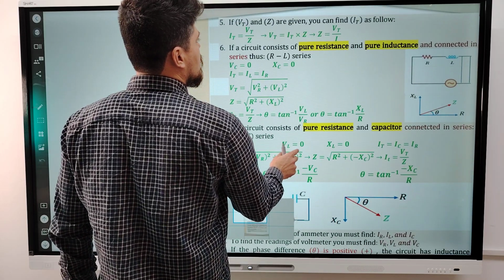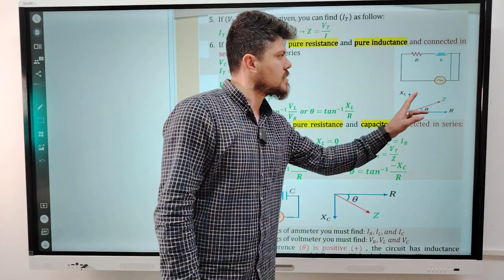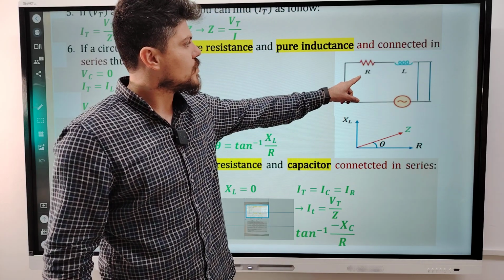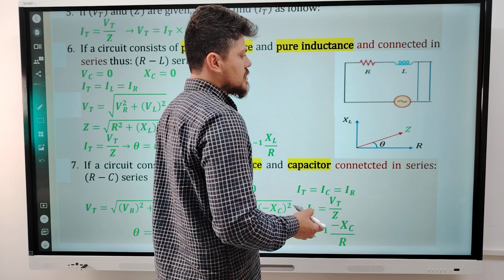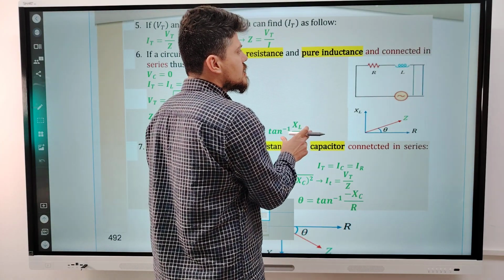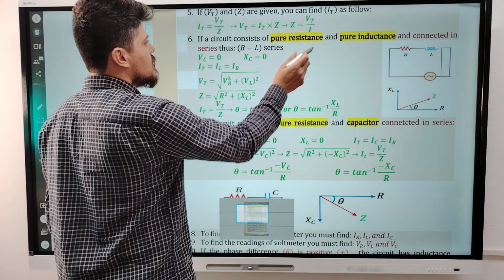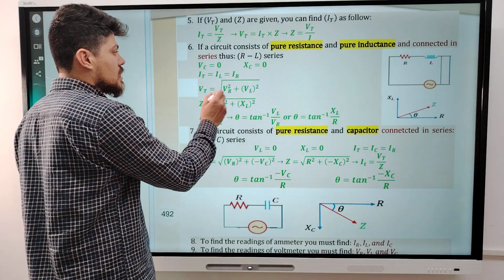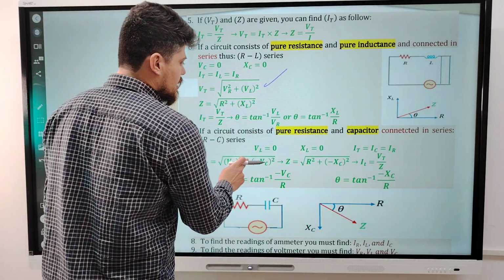Sometimes the circuit is connected only with the resistance and inductance. As you can see in this figure, we have only resistance and inductance, so we don't have capacitance. That is why you will not be required to write XC and VC in the equation. So VC and XC are equal to 0 here, and the total potential difference is equal to the square root of VR squared plus VL squared. And for theta it is the same thing.